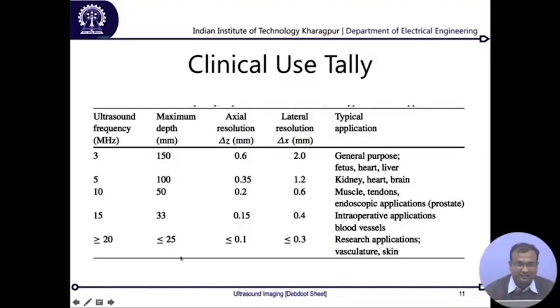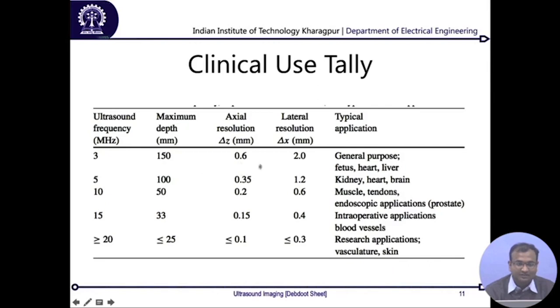But when you go for actual imaging, you would see that most of them run in megahertz, and that is where I will come down to this clinical use tally. Now, look over here, an ultrasound frequency of 3 megahertz has a maximum depth of up to 150 millimeters. If you go to greater than 20 megahertz, you have less than even 25 millimeters, or 2.5 centimeters. So it is very beneficial to use 3 megahertz in one way.